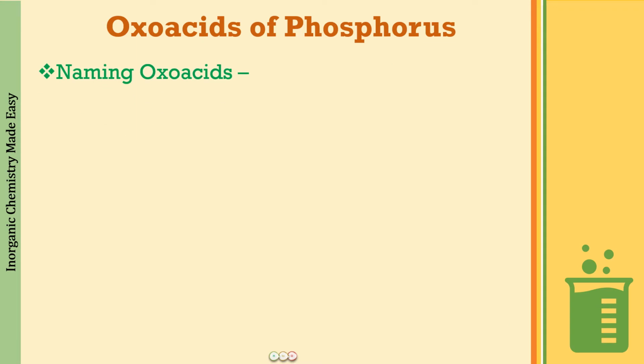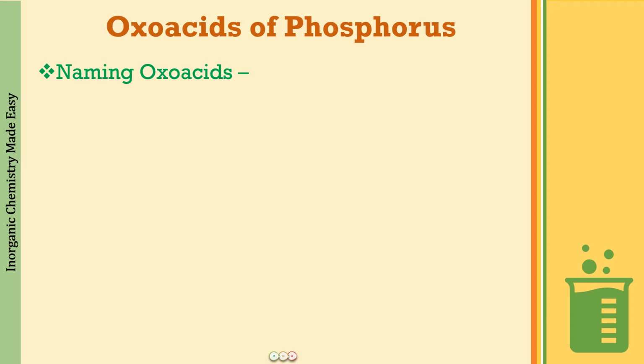Now, one thing that you have to understand is why we are learning the naming of these oxoacids. Well, it is because, first of all, as we've just now talked about, the elements which are forming oxoacids can have variable oxidation states. So according to those oxidation states, they can form a different type of oxoacid.